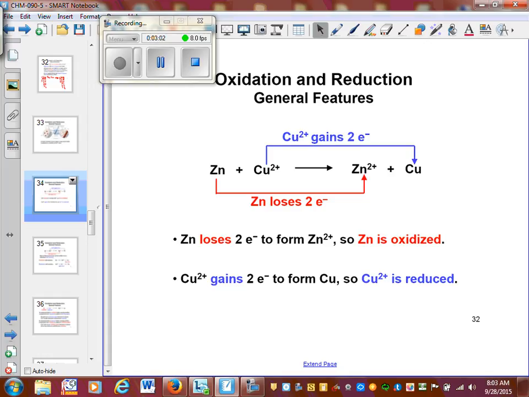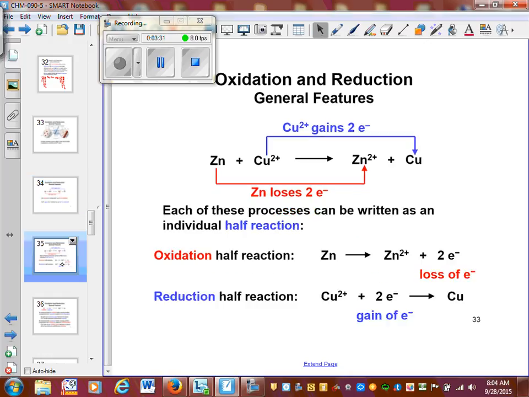So if we look at the equation, we have zinc solid plus Cu2+ goes to the Zn2+ plus Cu. So you can see the zinc loses 2 electrons. It's oxidized, because the loss of electrons is oxidation. The Cu2+ gains 2 electrons, so it is reduced. So we can break up this reaction into what are called half reactions. If you just look at the zinc half, you can see the zinc goes to Zn2+ plus 2 electrons. So it's lost 2 electrons. Cu2+ gained 2 electrons, it goes to Cu solid.